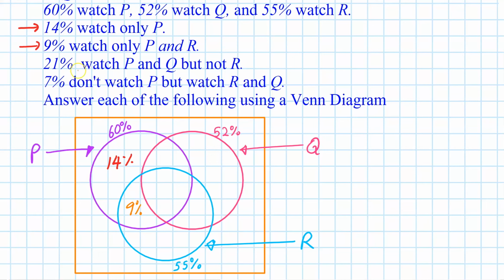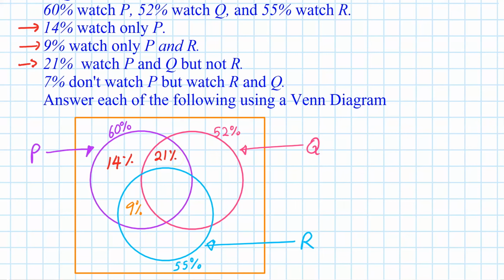And then we have 21% watch P and Q but not R. You can see the way that the question is being presented. If I say just watch P and Q, it means just in here, that area, P and Q. If I say but not R, you can't be in R, which means outside R, the little area here on top. Hence we have 21% just in there.